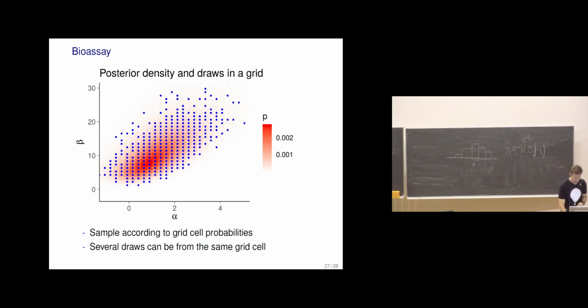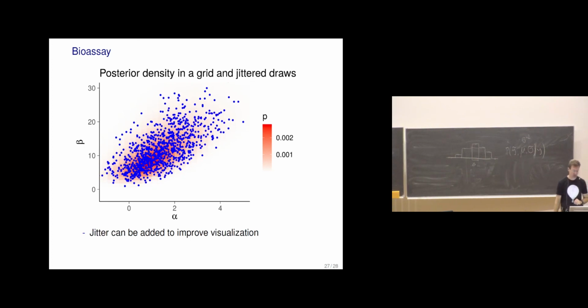We can add for visualization a bit of jitter. It's not needed for computations, but for visualization. So I just added to the alpha beta values of each draw a bit of random noise so that they are not overlapping, and then we can see again better that we have more draws where there's a high density, less draws where there's less density, and if the density is small enough, we don't have any draws from there.